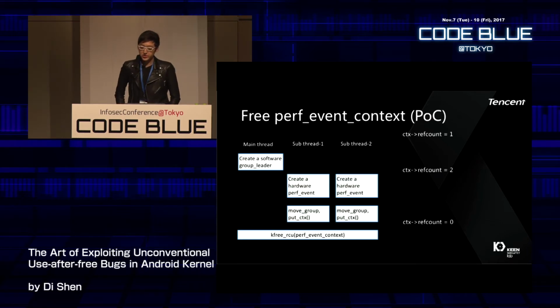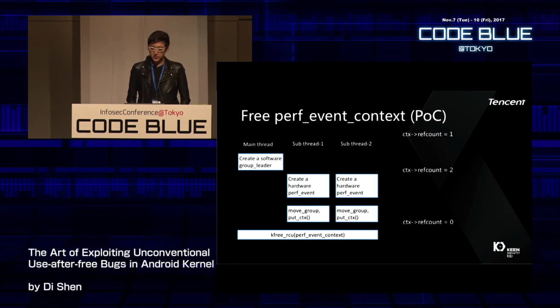And this picture shows you how the POC works, and also shows you the life cycle of the perf event context in this use-after-free. Firstly, the main thread creates a software perf group. The ref count increased by 1.